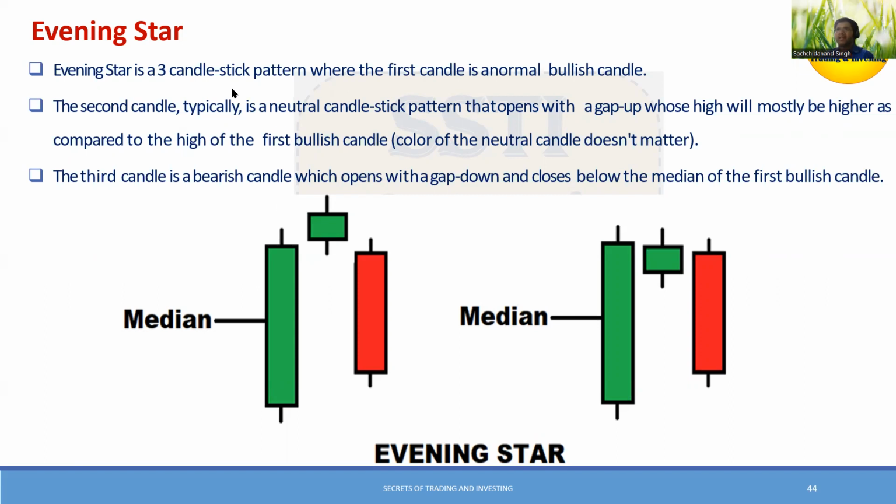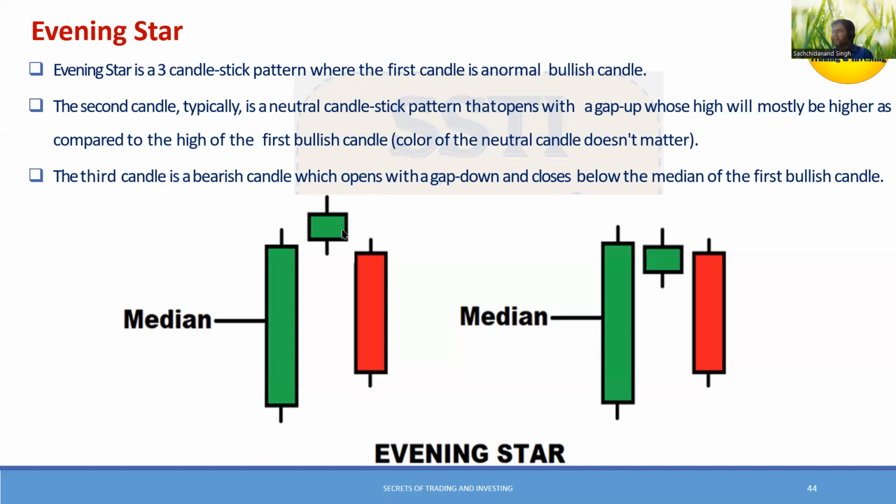It is a three-candlestick pattern, where the first candle is the standard bullish, green candle, and the second candle is typically a neutral, smaller candle. This kind of candle is called a spinning top, which we are going to learn after this one. It will be a small candle with a small body and small wicks, or the wicks can be a little longer, but the body should be small.